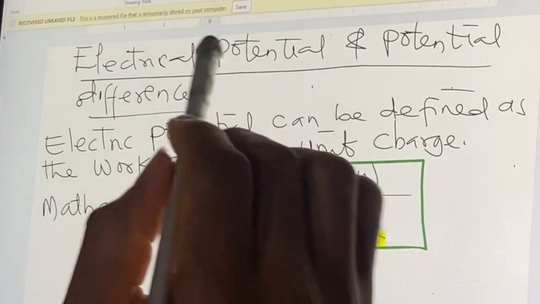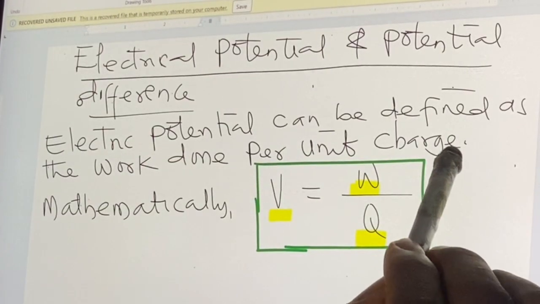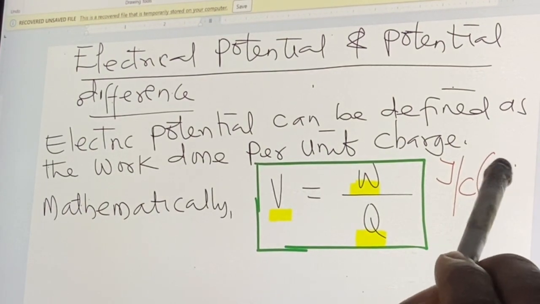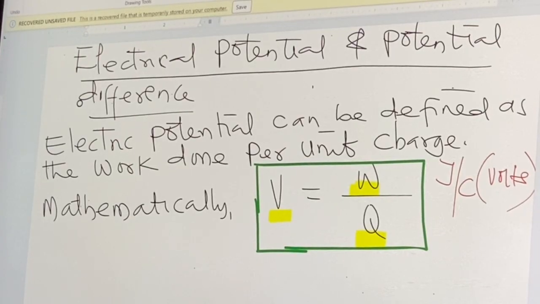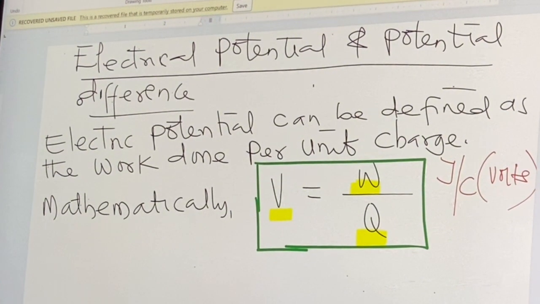coulombs. So the unit of potential difference can be expressed as joules per coulombs or in volts. Please take note. The unit of electric potential can be expressed as joules per coulombs or in volts. Please don't forget. Let's look into electric potential difference, then solve some questions.